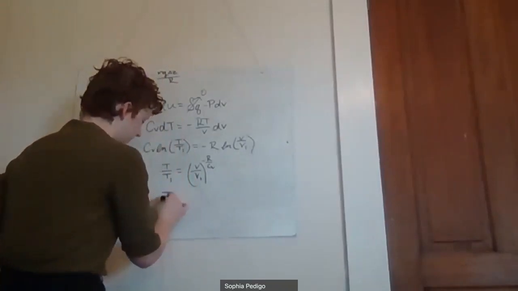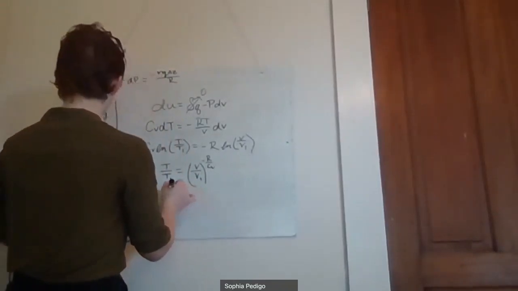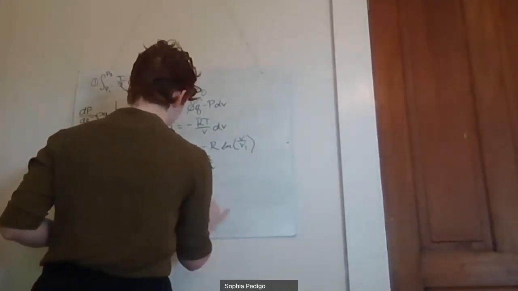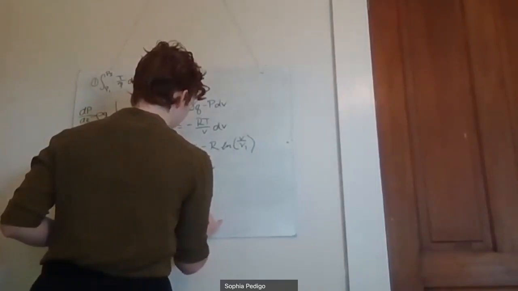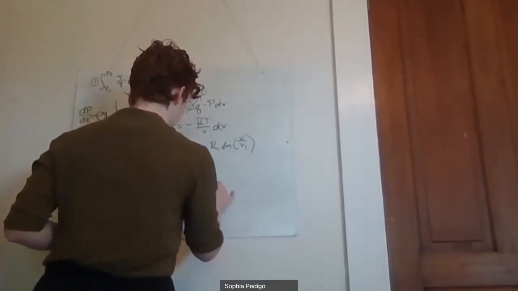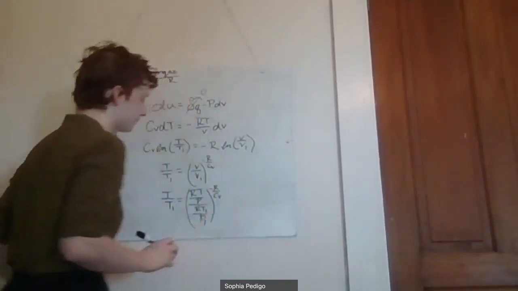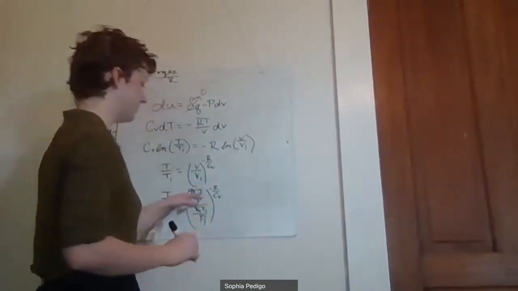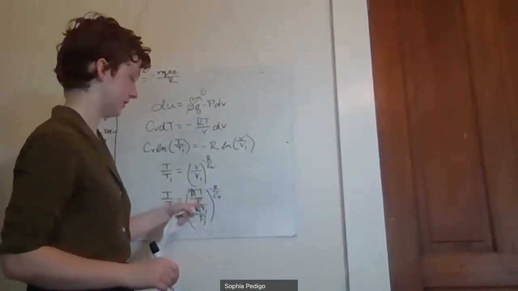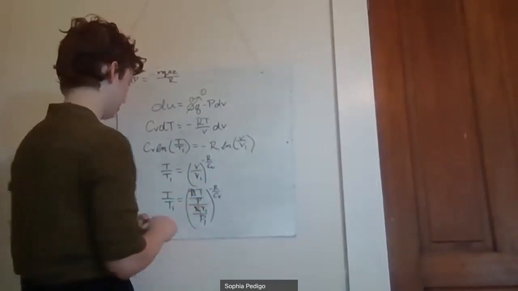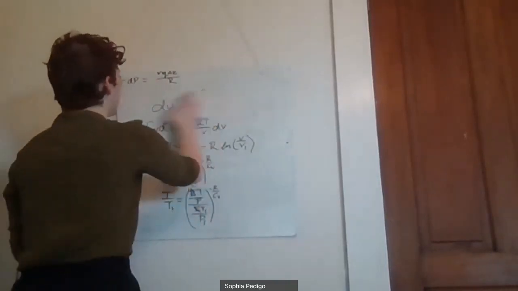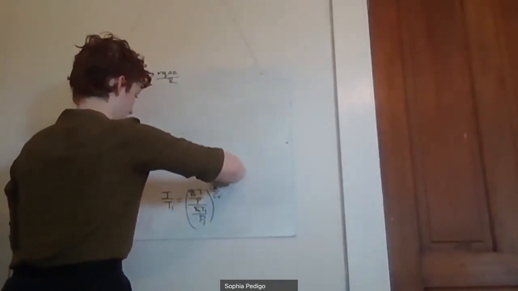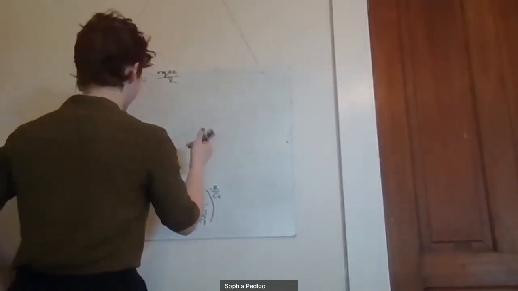When we do that, we end up with T over T1 is equal to, let's see, RT over P divided by RT1 over P1. All of that is raised to the negative R over CV power. Now, the ideal gas constant is going to cancel out. But we're dealing with different temperatures and pressures because this is our final temperature and pressure and our initial temperature and pressure. So those don't cancel out. And I'm going to erase this stuff up here. All right. Now let's simplify this a little bit, clean it up.